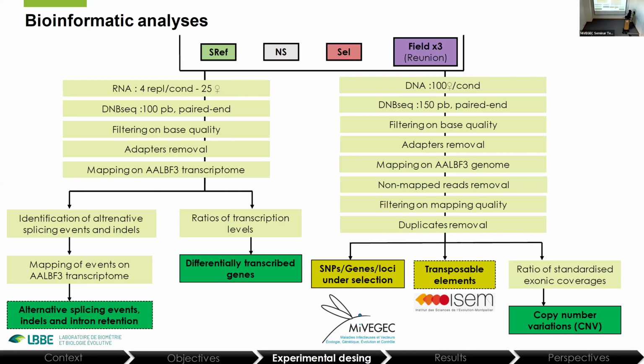The first thing was to calculate the ratio of standardized exonic coverage to find variation in copy number of genes linked with deltamethrin resistance. We also work with a team of ISEM on a transposable element linked with deltamethrin resistance. And why I'm here in MIVEGEC is to study polymorphisms associated with deltamethrin resistance.